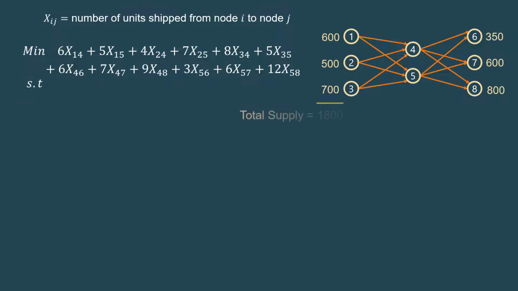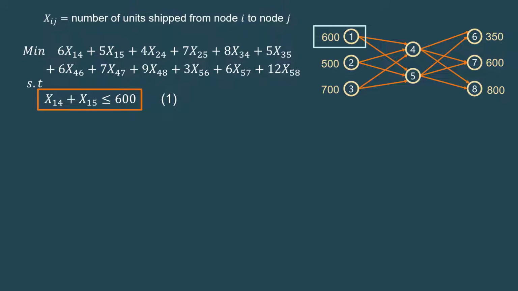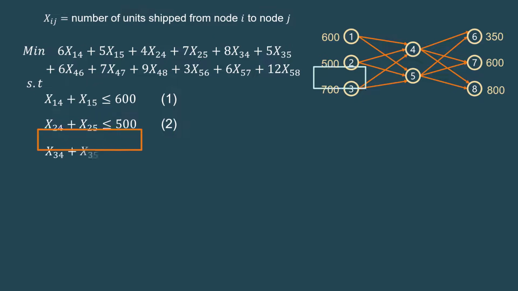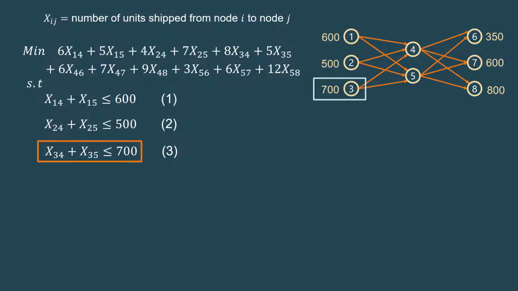Note that total supply is 1800 and total demand is 1750. Since supply is greater than demand, we will not ship all items from the plants, so supply constraints will be less than or equal constraints. Thus, from node 1, we cannot ship more than 600 units to nodes 4 and 5, and we write x14 plus x15 less than or equal to 600. Similarly for node 2, x24 plus x25 less than or equal to 500. And for node 3, less than or equal to 700.